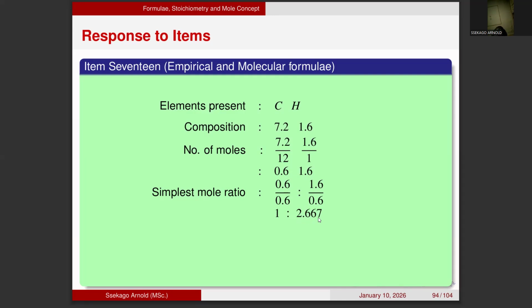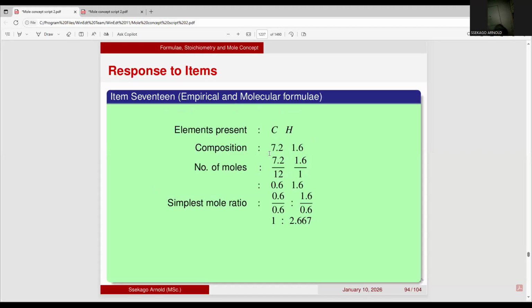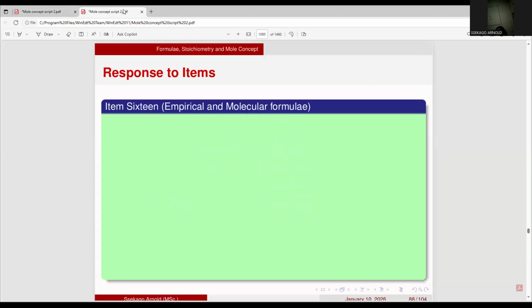2.667. Now, this is very important. You shouldn't rush. Some learners will rush and round off this 2.667 to 3. That is wrong, very wrong. If you have 0.667, you don't round off to 3. I have summarized this information for you to understand. And I hope that by now you have it.